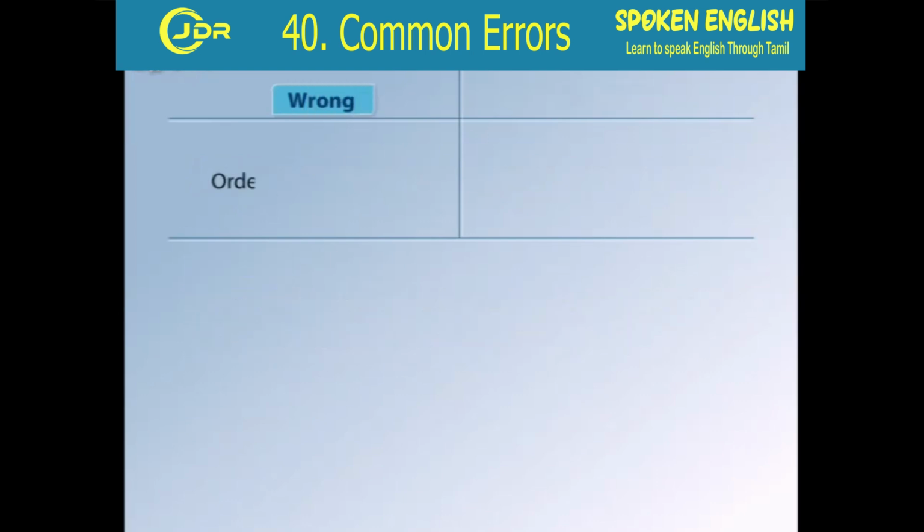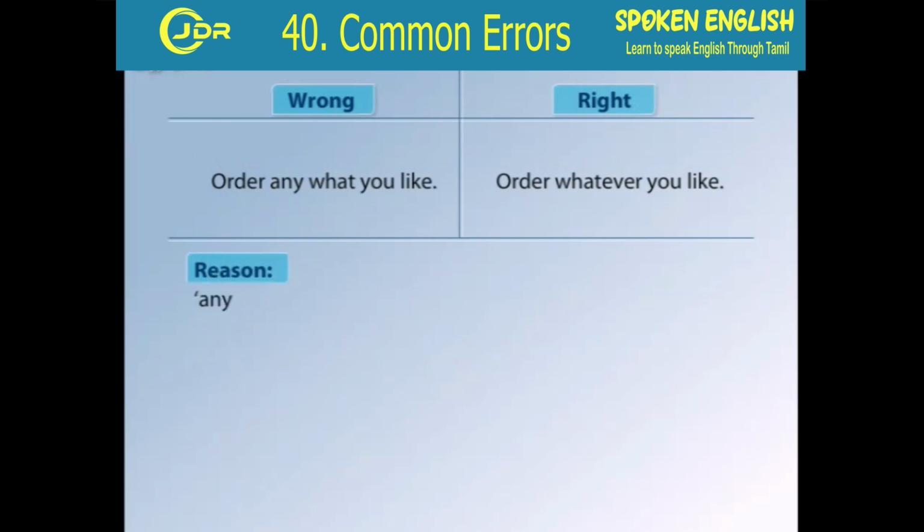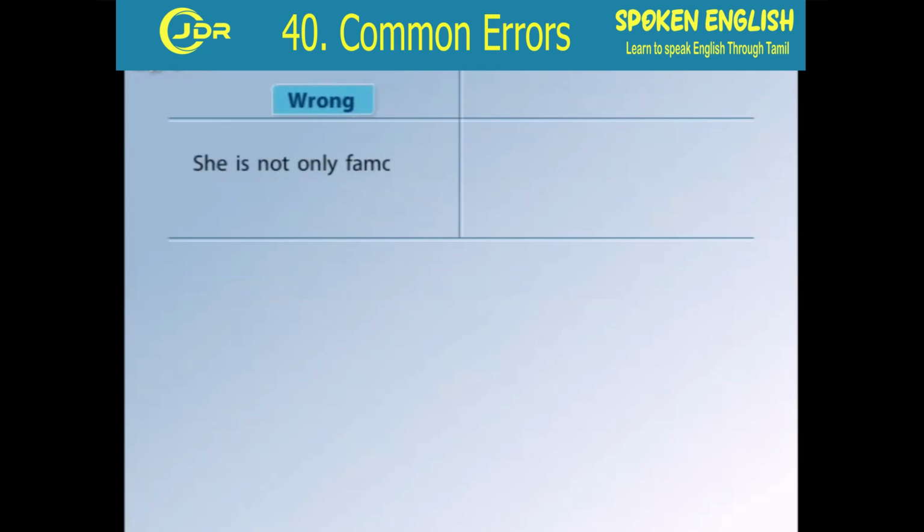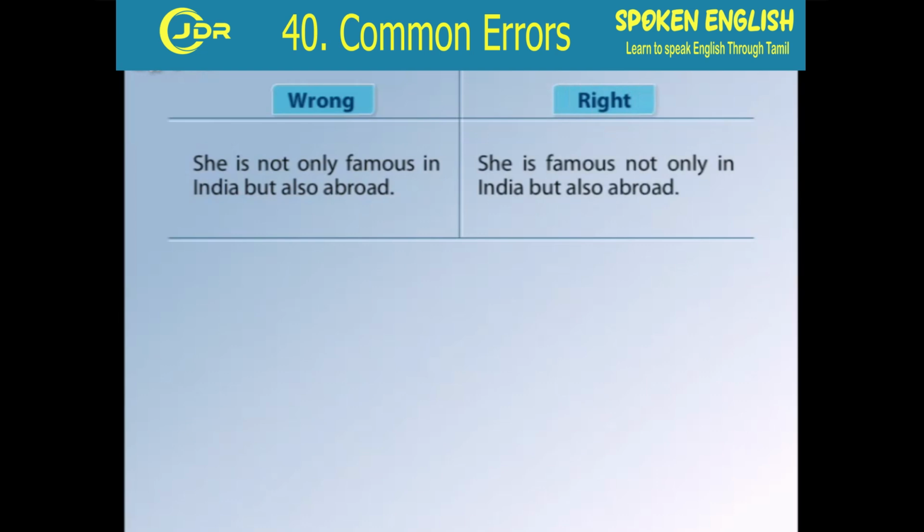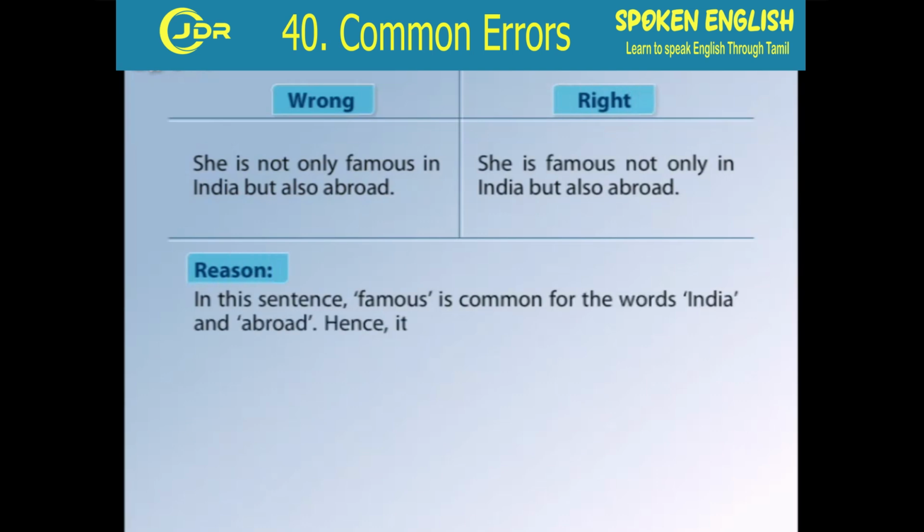Wrong: Order any what you like. Right: Order whatever you like. Reason: any what is wrong. Substitute with whatever. Wrong: She is not only famous in India but also abroad. Right: She is famous not only in India but also abroad. Reason: in this sentence famous is common for the words India and abroad. Hence, it should be used before the phrase not only but also.